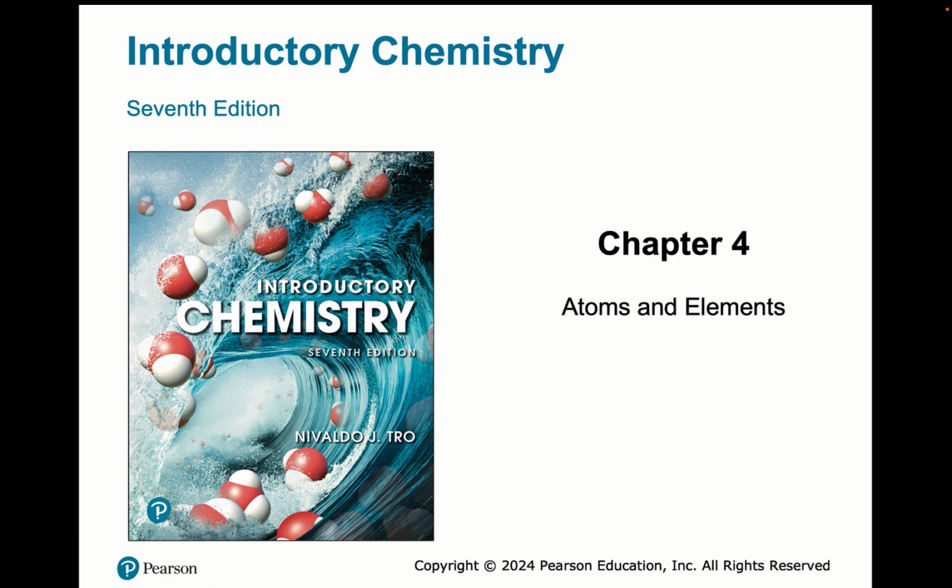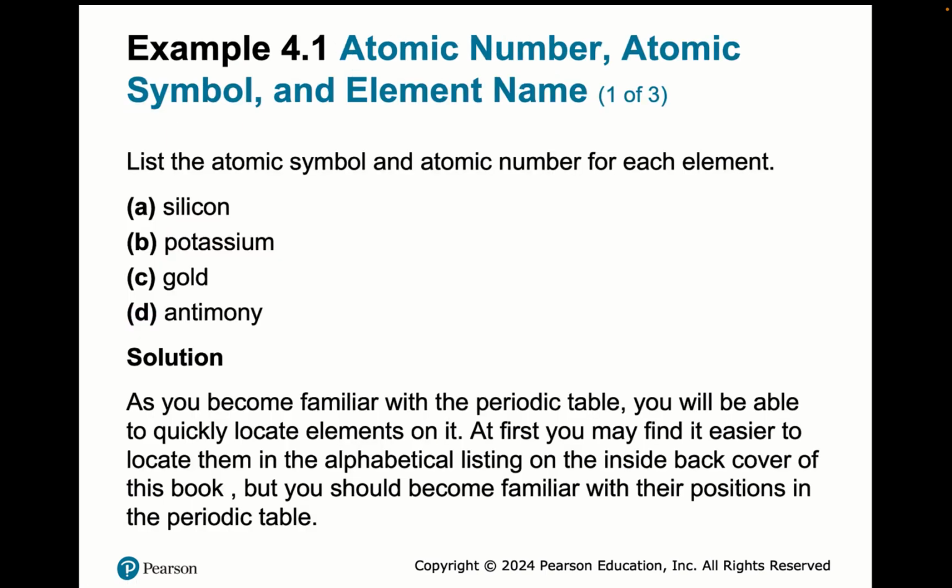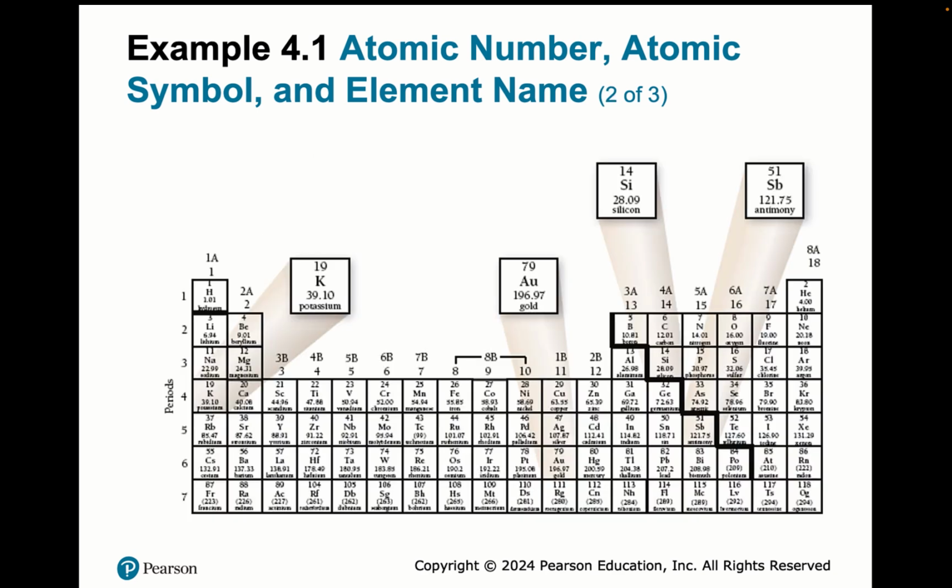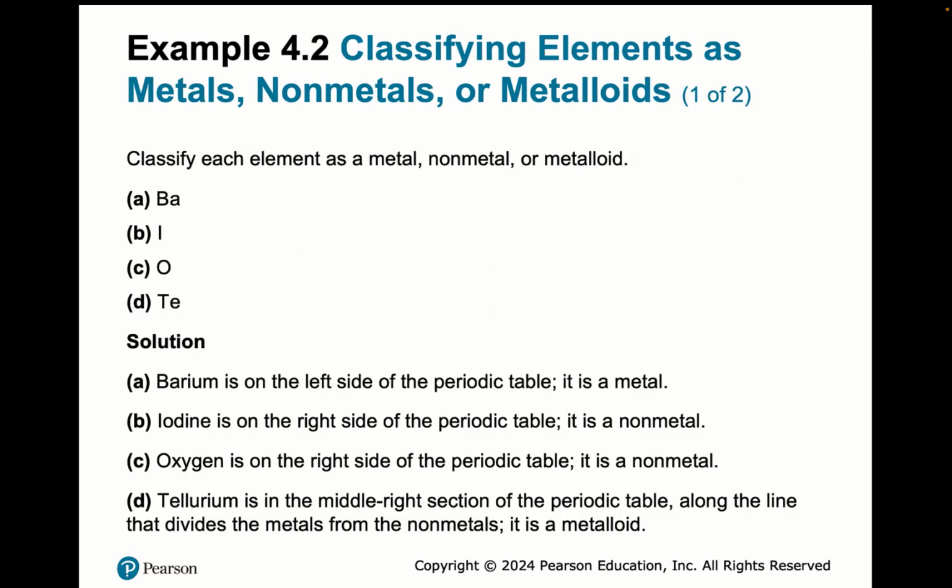Let's look at some problems for chapter 4. List the atomic symbol and atomic number for each element. This is easier with the periodic table. If you look for potassium, I'm just going to go from the chart here. Potassium is element number 19, K. Gold, Au, is number 79. Silicon is 14, and antimony is 51. And it's there in the periodic table.